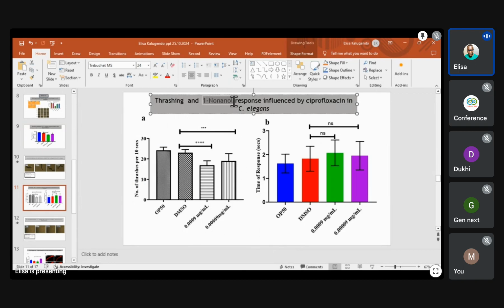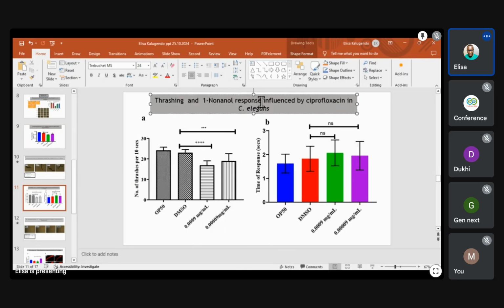Then we went to another activity, which is the 1-nonanone response. 1-nonanone is a chemical with a very strong smell, so once it comes near the snout, C. elegans has to move away from this chemical. What this response specifically measures is the destruction of a neurotransmitter within C. elegans. When there is damage or any impairment of a neurotransmitter in C. elegans or any animal, the 1-nonanone response will be poor.